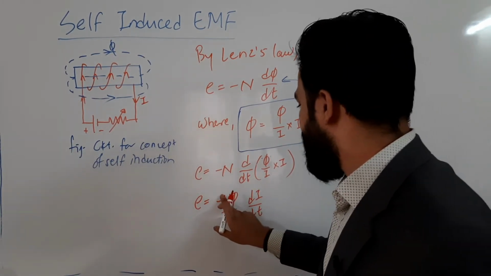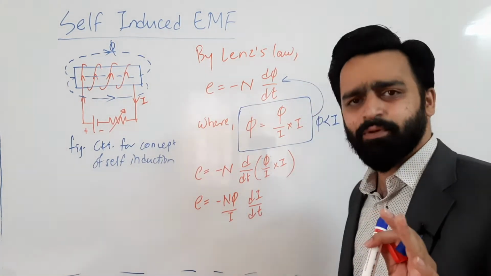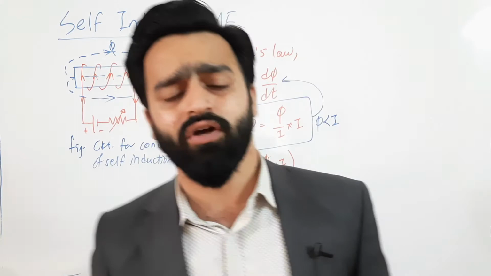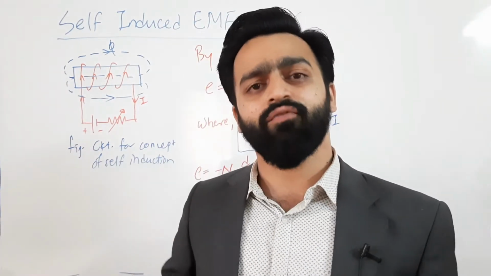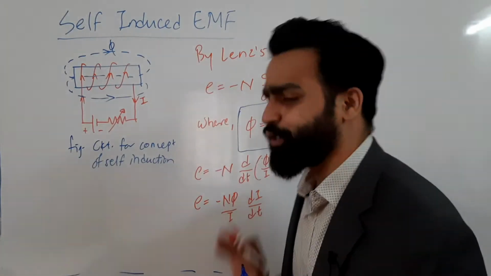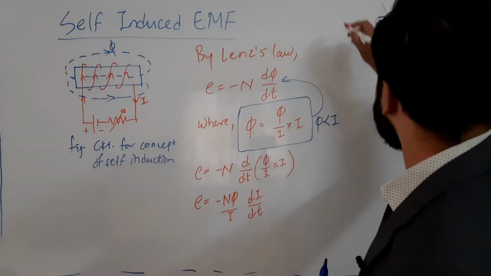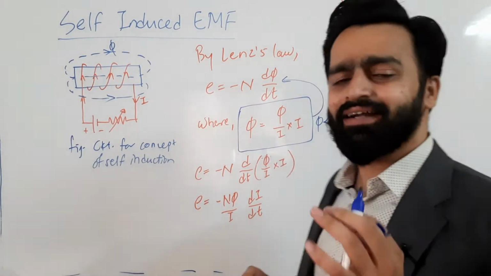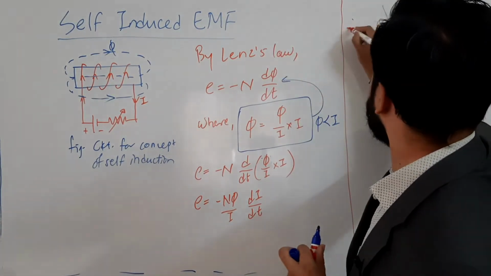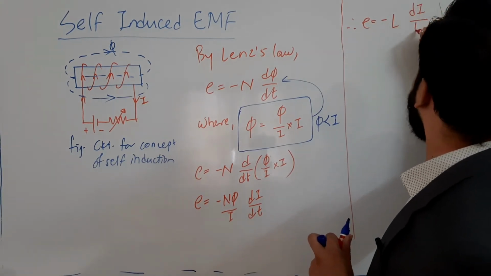And this minus sign is because of Lenz law. I hope you know Lenz law. Lenz law is what? The induced EMF always opposes the cause responsible for its production. That is the negative sign. But if you consider this term n phi by I, it is called the inductance of the coil. Therefore, E is equal to minus L di by dt.